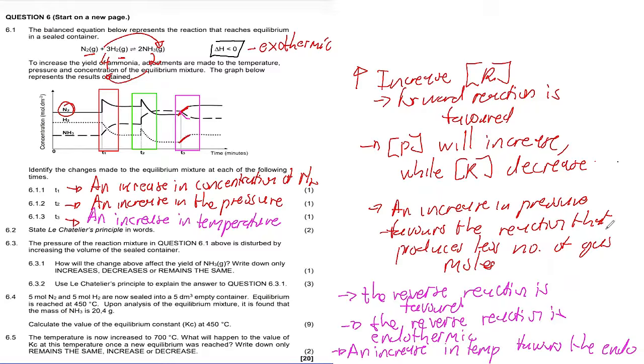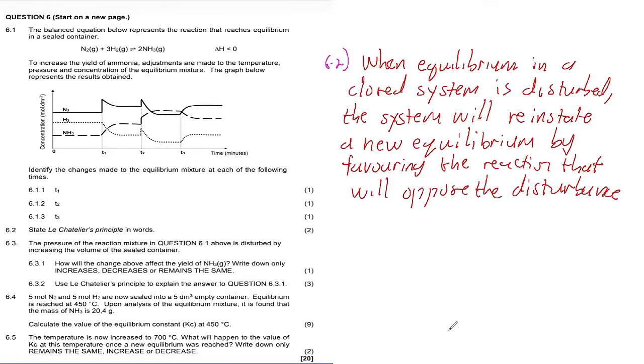Okay, so we have a 6.2. It says state Le Chatelier principle in words. When the equilibrium in a closed system is disturbed, the system will reinstate a new equilibrium by favoring the reaction that will oppose the disturbance.